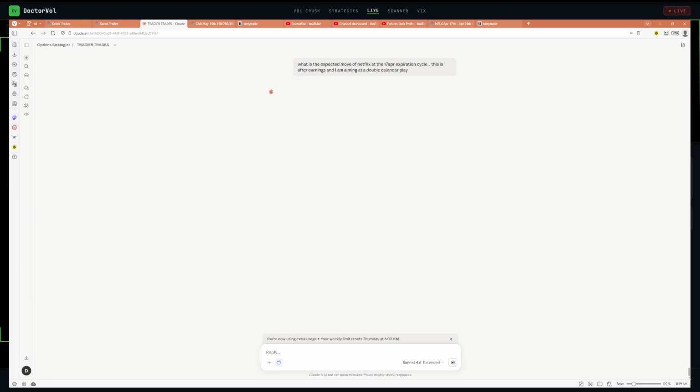Let's see what happens. It may pull data from the brokerages connected to Cloud AI, currently Tradier and TastyTrade, by the way. All right, so it's thinking about it. It's getting market quotes from Tradier. You can see that. It's getting the options chain from Tradier. Let's see what it comes up with.